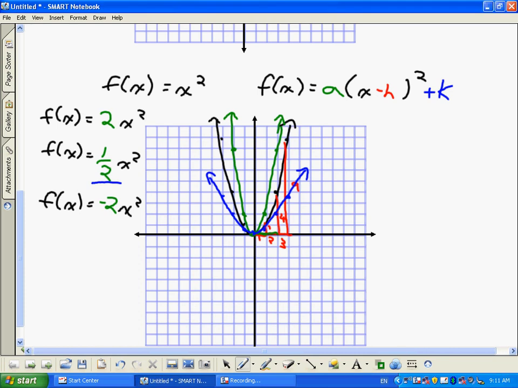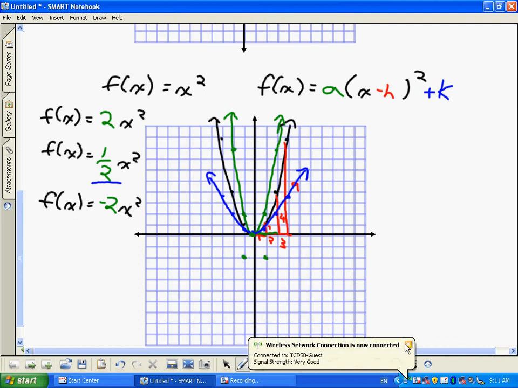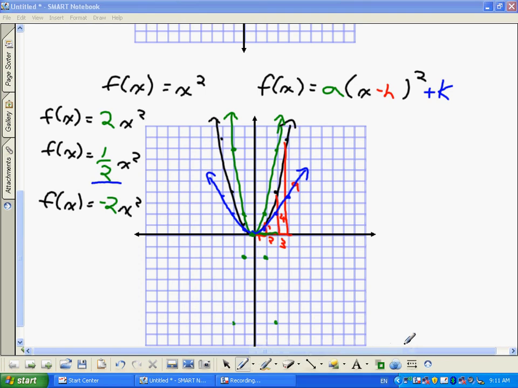So we have a negative. Start at the origin again. When I go over 1, instead of going down 1, I go down 2. Same idea. It's still going to be stretched. The only difference is it's going to be downwards. I go over 1. 1 times 2 is 2. Go over 2. 4 times 2 is 8. 8. Let's get rid of that.